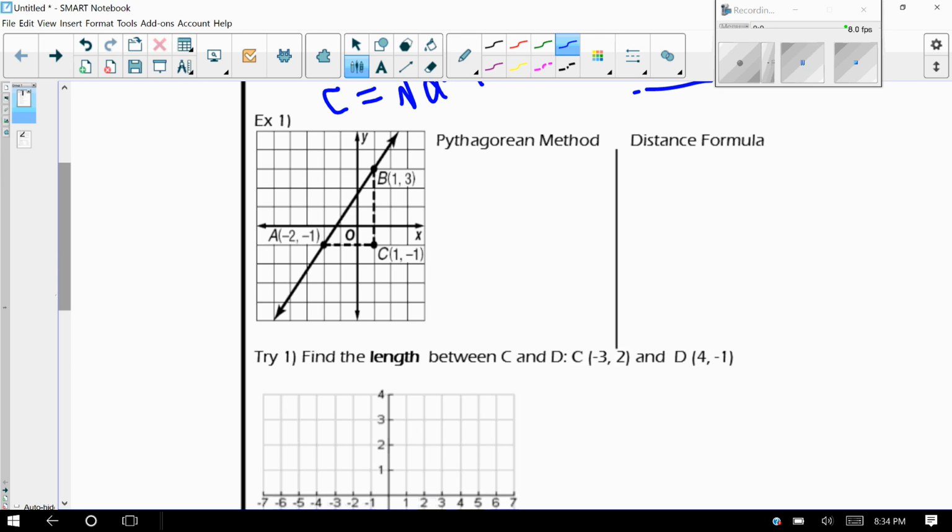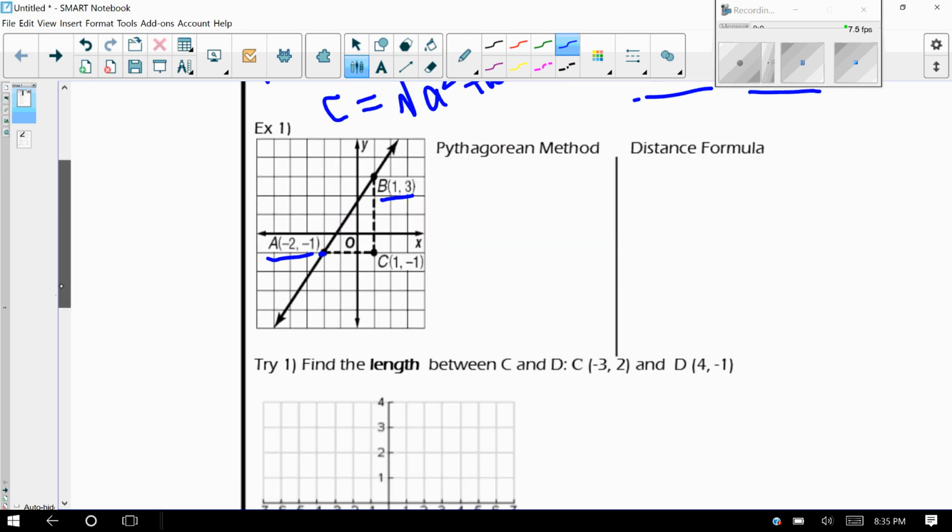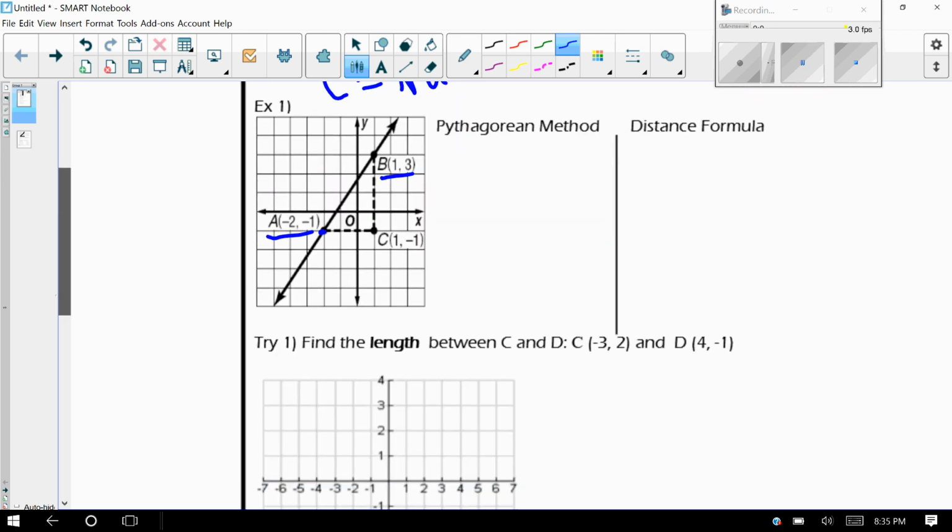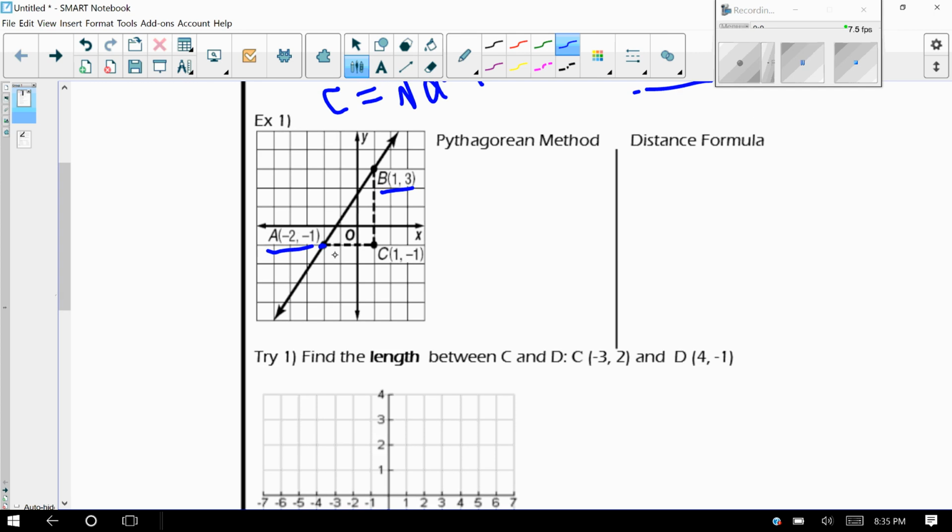Example 1, it says B is at 1, 3, and A is at -2, -1, right? So they give you A and B, and we're trying to find the distance. What is the distance between A and B? But we can't actually count the hypotenuse. So let's draw the line that we're trying to do in blue, but we can't actually count those squares because they're diagonals. So what we're going to do is make another line.